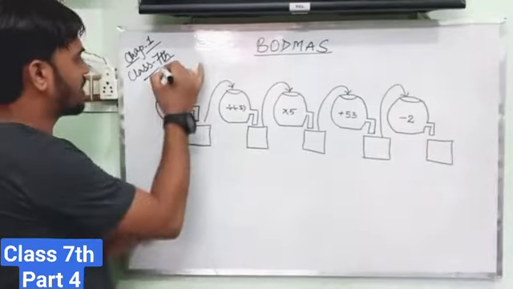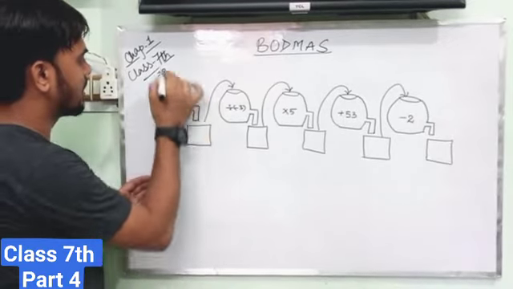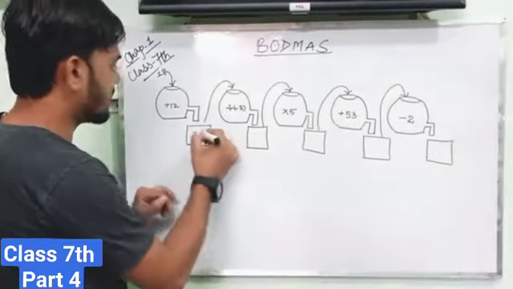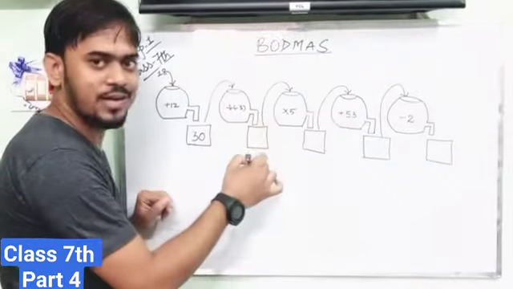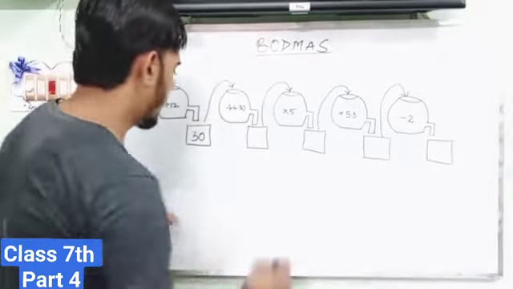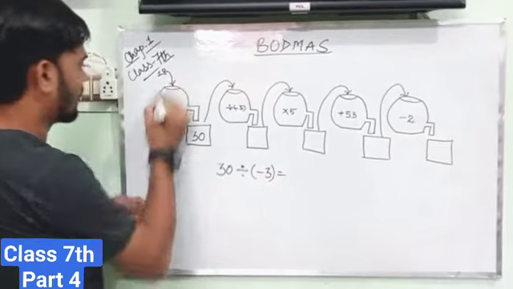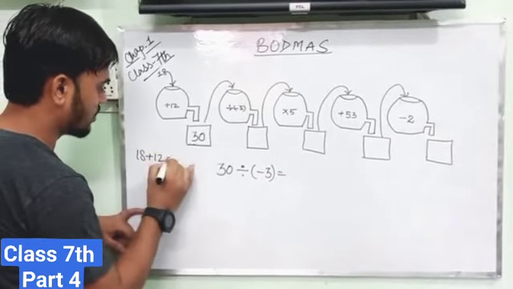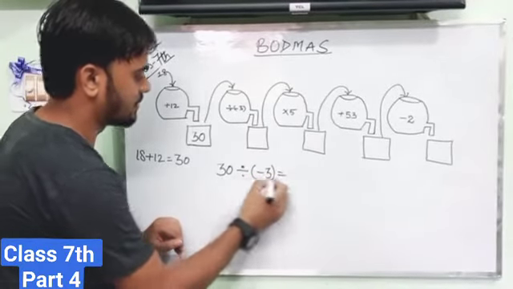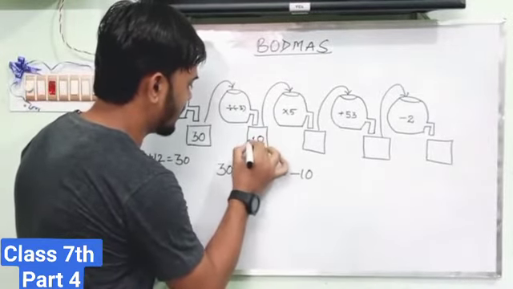When you collect the 18 rupees with the 12, the result is 12 plus 18, which is 30. After that, this 30 goes into the next barrel, where it is divided by minus 3. First you add 12 plus 18, you get 30, and after that 30 divided by minus 3, you get minus 10. You have to write the result here.